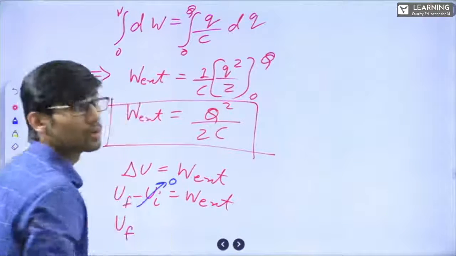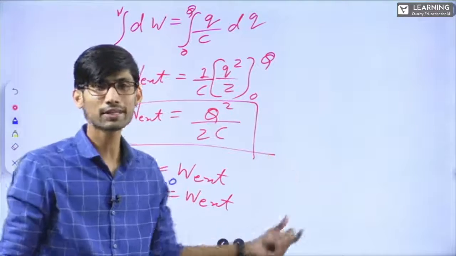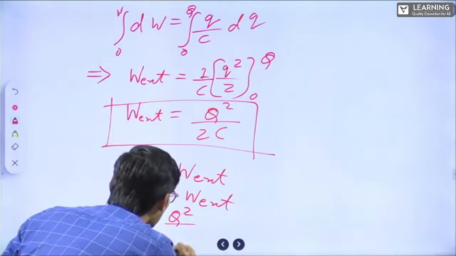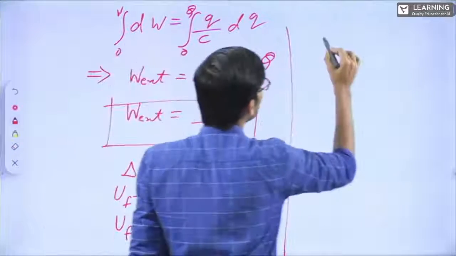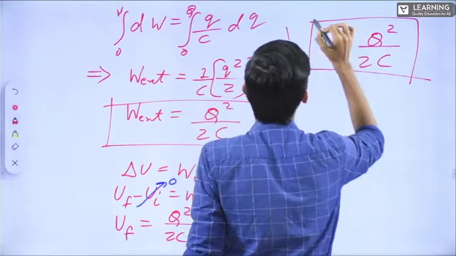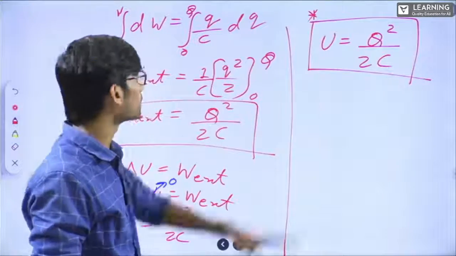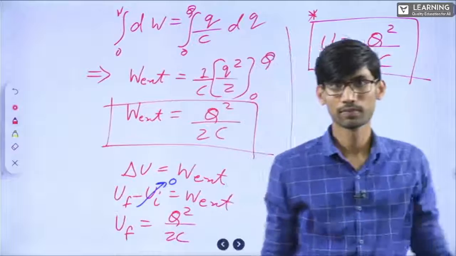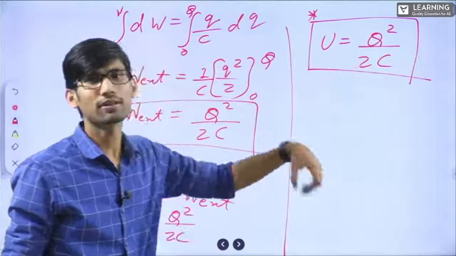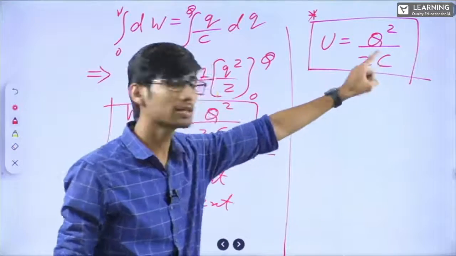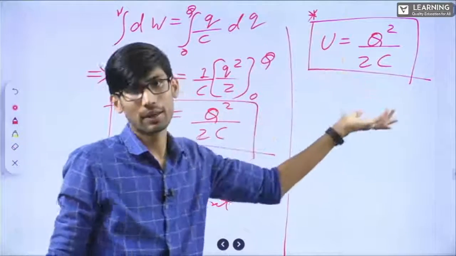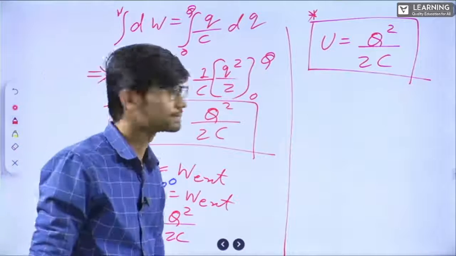From here U final minus U initial, initially the charge was 0. If in the configuration the charge is 0, the potential energy is 0. So U final is equal to work done external, which is Q square by 2C. So that means U is equal to Q square by 2C. This is the potential energy of the capacitor. In the last session also, the formula for potential energy was same. I told you it is for all the capacitors. According to the capacitor, whether it is spherical or parallel plate, the value of the C will change: 4 pi epsilon naught R in case of spherical, then epsilon naught A by D in case of parallel plate. Okay. Next.